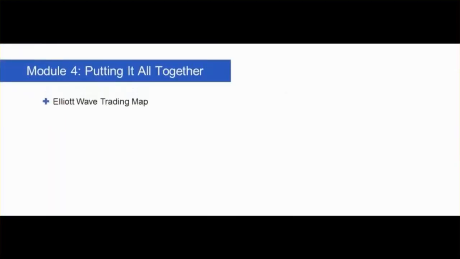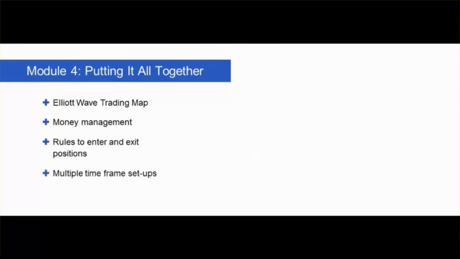In Module 4, we learned how to navigate the waves with the Elliott wave trading map. Here we learn about money management and using the rules to enter and exit positions. We learned 3 setups on different time frames depending on our tolerance to risk. We learned a system of cutting losses short and maximizing our profit potential. The final piece to this puzzle is implementation, putting it all together.